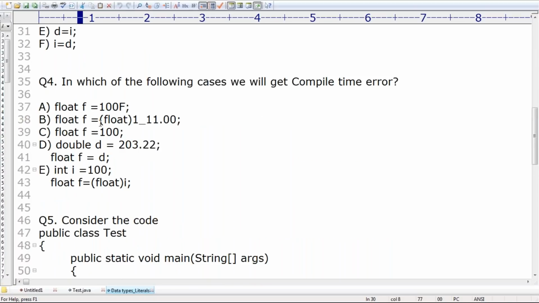Next, sir, in which of the following cases will we get a compile time error? Float f is equal to 100f. Can I get any compile time error? No, because 100f is a float value only. Float to float, no problem.